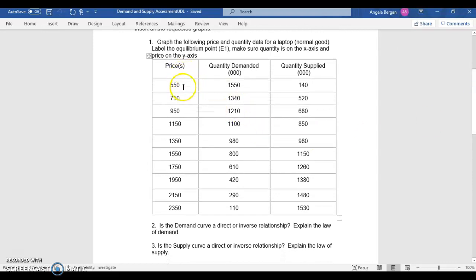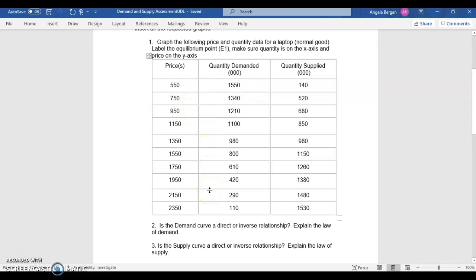You could put this on Excel, and this will be able to highlight these areas to give you the supply and demand curves. Now, is the demand curve a direct or inverse relationship? Well, we looked at that. It's an inverse relationship between the price and quantity demanded, as illustrated here.